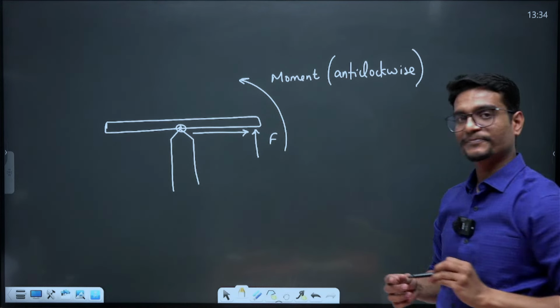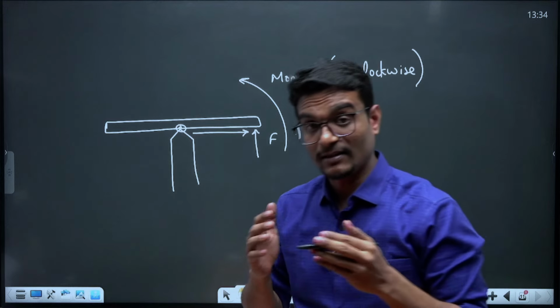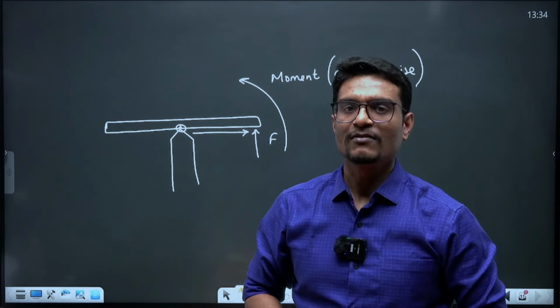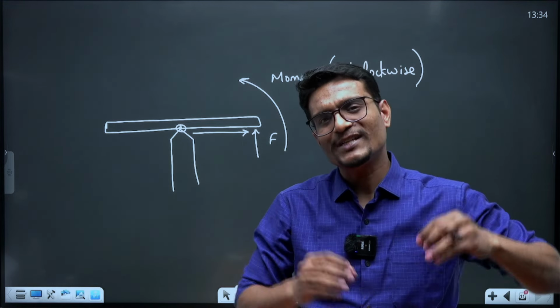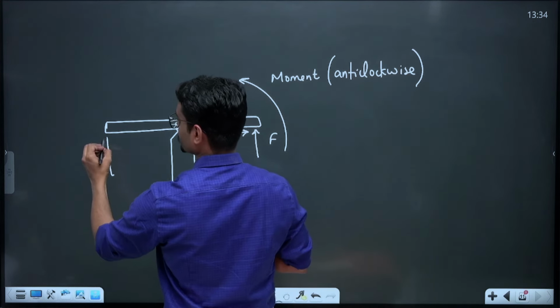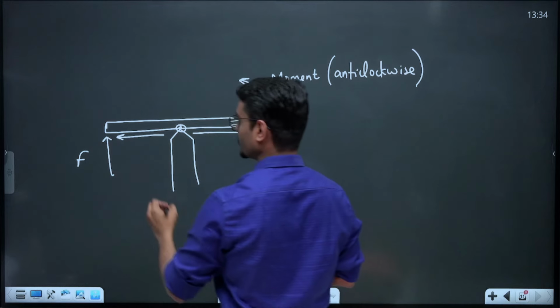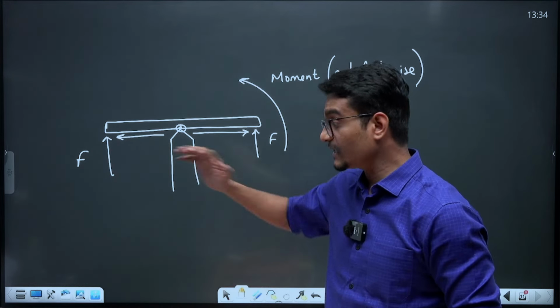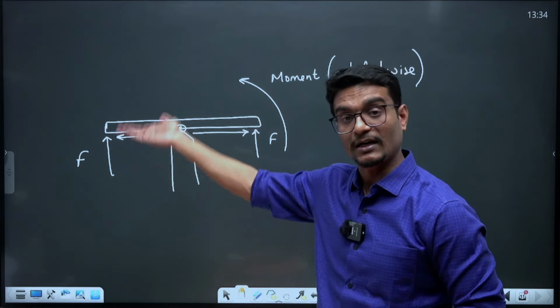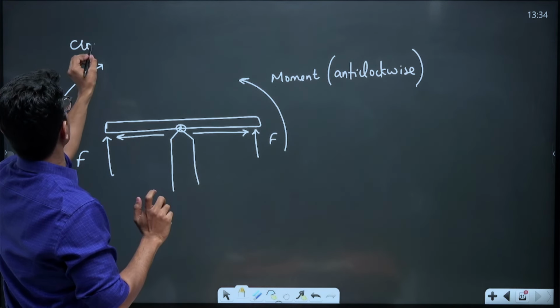Anti-clockwise direction. But what I said after that is, what if I apply the force at the same instant this force was applied but in this direction, and the force is same, the distance is same, but now this force is producing an effect of clockwise moment. It is producing a clockwise moment.